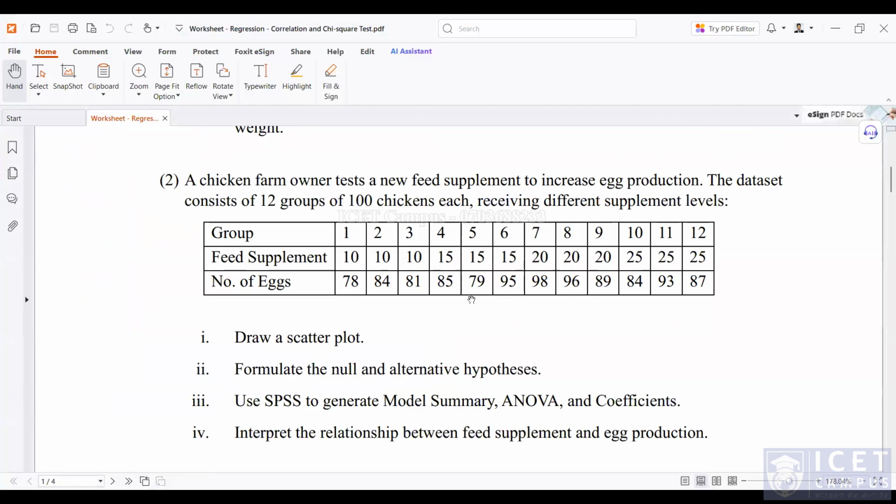Question number 2. A chicken farm owner tests feed supplements to increase egg production. The dataset consists of 12 groups of 100 chickens each, receiving different supplement levels. Draw a scatter plot.